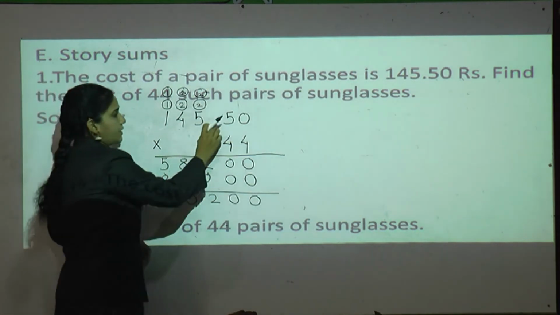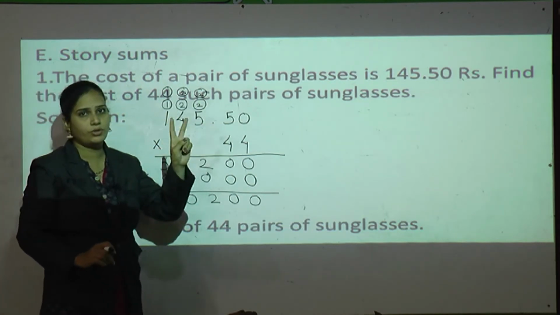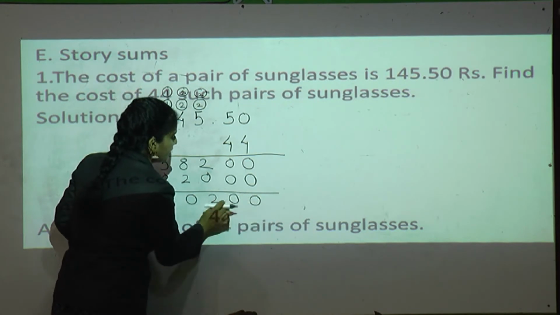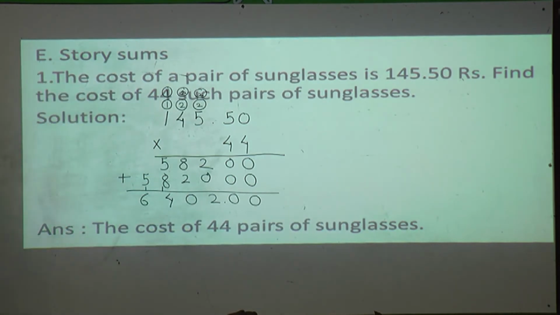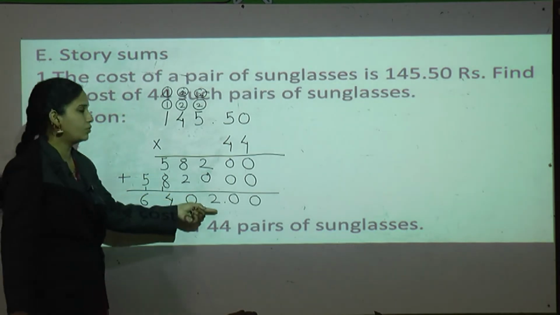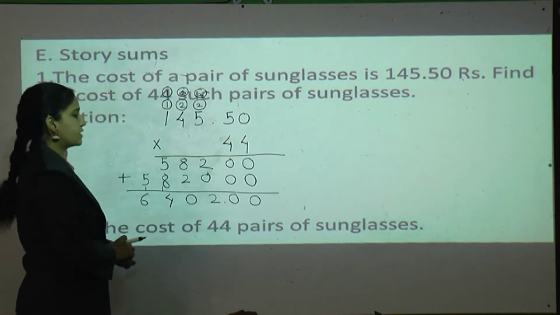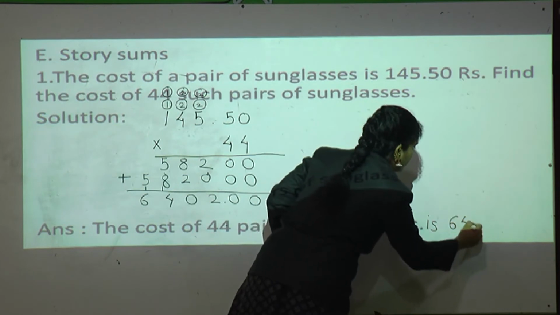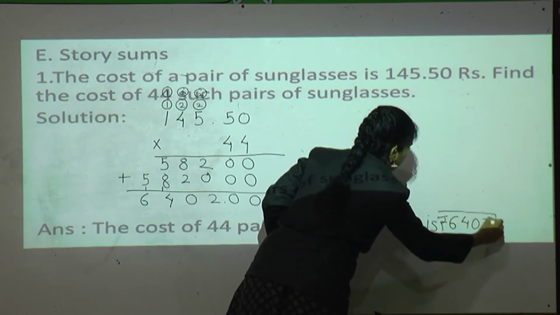So as I told in the last session, how to give the point. Here after the point 2 digits. That's why from the right side count 2 digits and give the point. Okay. So our answer is, yes students, 6,402 rupees. So the cost of 44 pairs of sunglasses is 6,402 rupees. So this one is the answer.